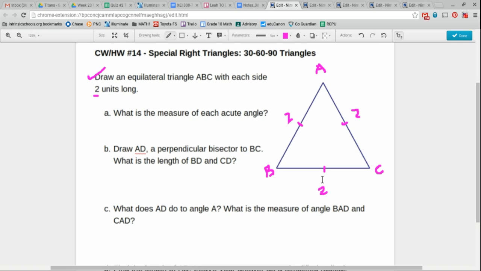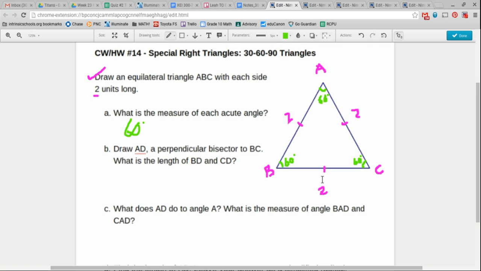The first question it's asking me is, what is the measure of each acute angle? If we have an equilateral triangle, all the sides are equal and all of the angles are equal. So that means that all of the angles have to be the same. All of the angles have to be 180 divided by 3, which is 60. So we can label all of these angles 60 here. I'll label that right here, 60 degrees.